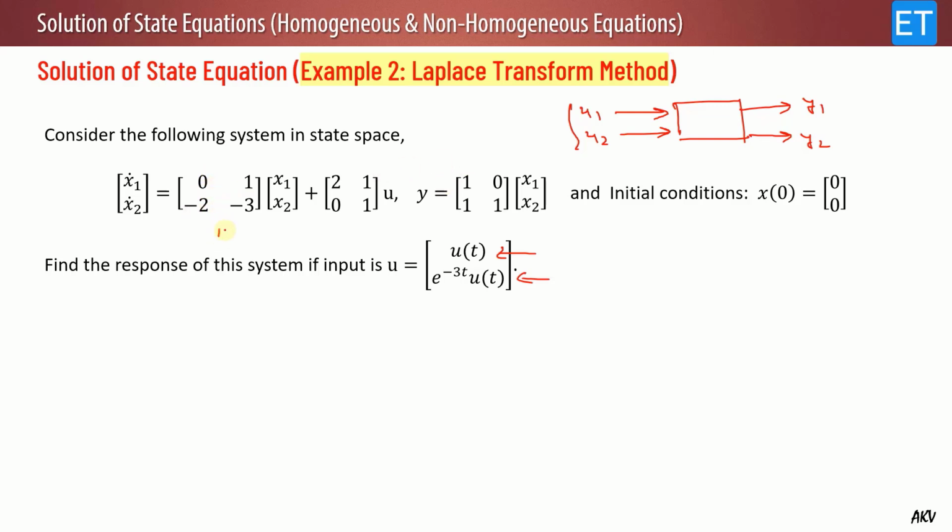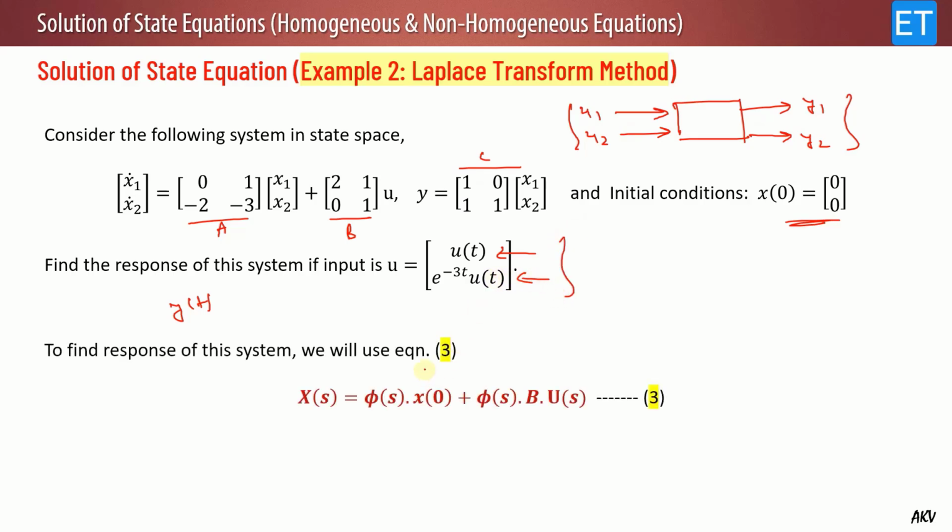Okay, so this is my A matrix, this is my B matrix and this is my C matrix, and these are the initial conditions, which are 0, right? So again, how to find the response, I mean y(t), or y1 and y2, for this system for the following inputs? Again, I need to use that equation 3. That's why I said this equation is very important, so you have to memorize it, because for every question you have to use this equation.